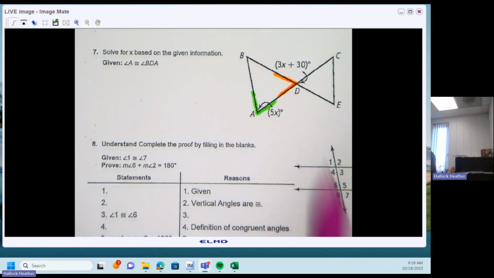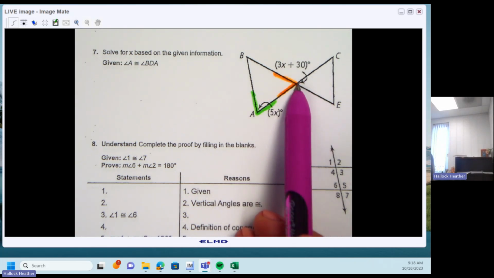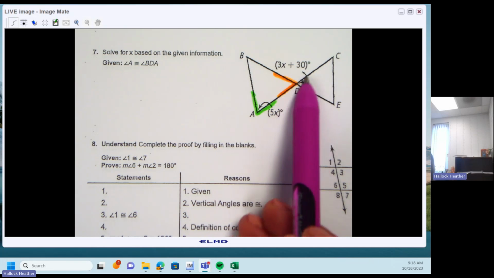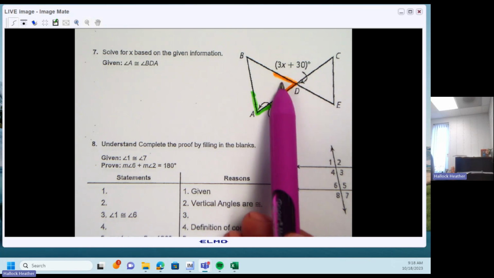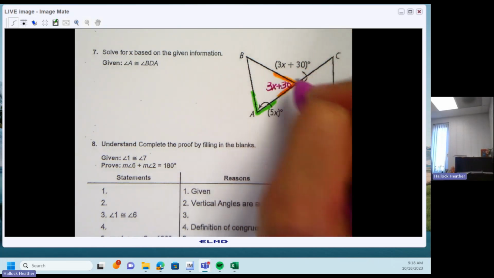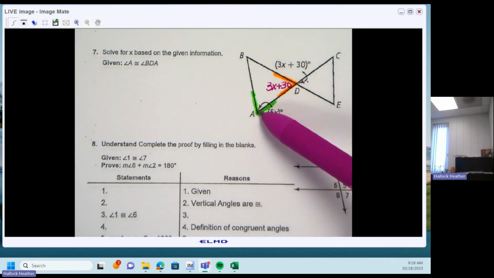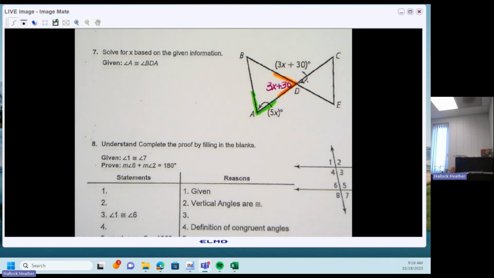Yeah. So she said that I can move the 3x plus 30. The 3x plus 30 is over here, technically, in this angle on this side. But I can take 3x plus 30 and bring it to the other side of the intersection because they're vertical angles. So vertical angles are congruent. If I cross over that intersection, that is also 3x plus 30 because of vertical angles. The whole point of this is to make an equation to solve for x. If I know angle A and BDA are congruent, what's an equation I could set up to solve for x?